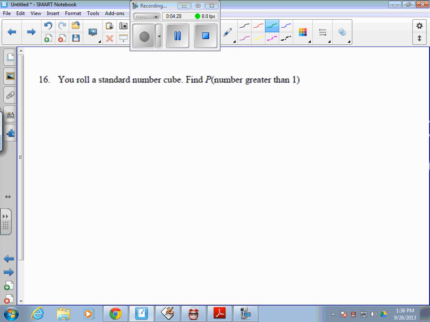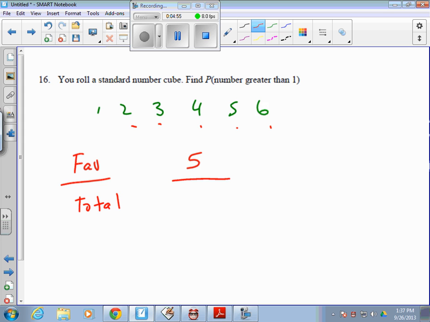16 says you roll a standard number cube. That means there's 6 sides. 1, 2, 3, 4, 5, and 6 are the possible outcomes. When it talks about a standard cube, there's 6 sides. So it says, what is the probability of rolling a number greater than 1? Well, you have 1, 2, 3, 4, 5. There's 5 of them that are greater than 1 out of 6 total ones. Because remember, probability is favorable out of total. So 5 over 6 is your probability.